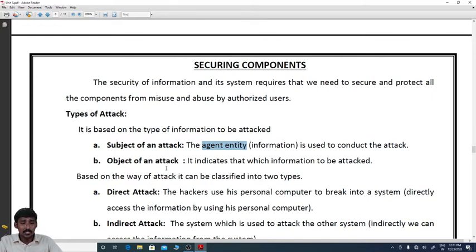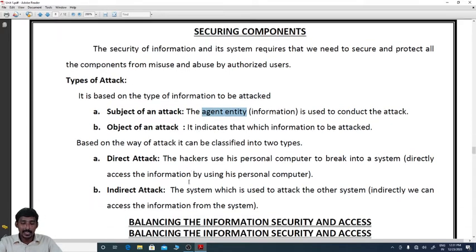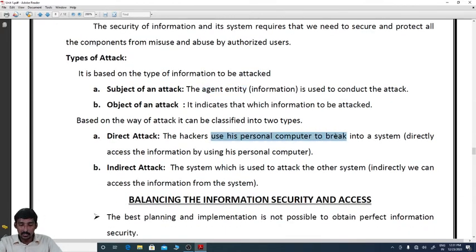The next one is based on the way the attack is happening. It will be called a direct attack or an indirect attack. Direct attack means that the hacker uses his personal computer to break the system and access the information, for example cracking another person's username and password and trying to hack it. Indirect attack means that indirectly you are going to get the information. Shoulder surfing is one example of an indirect attack.